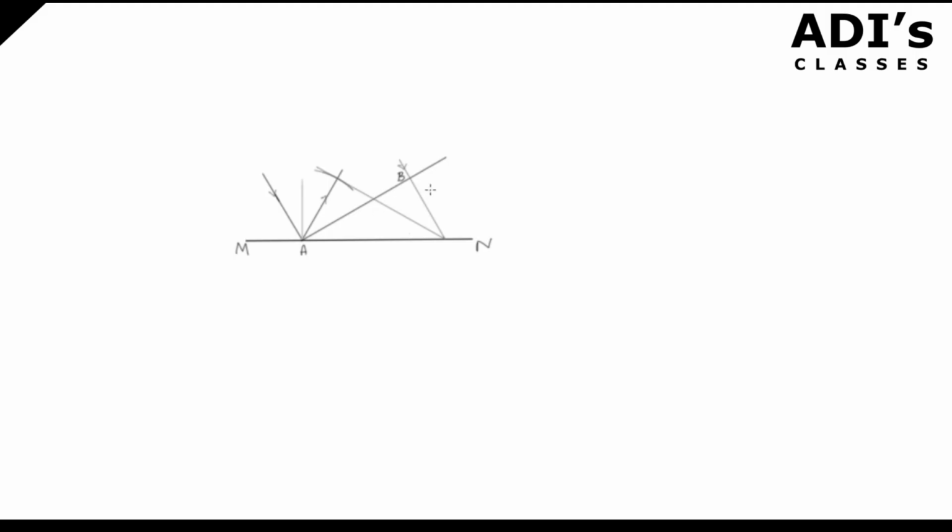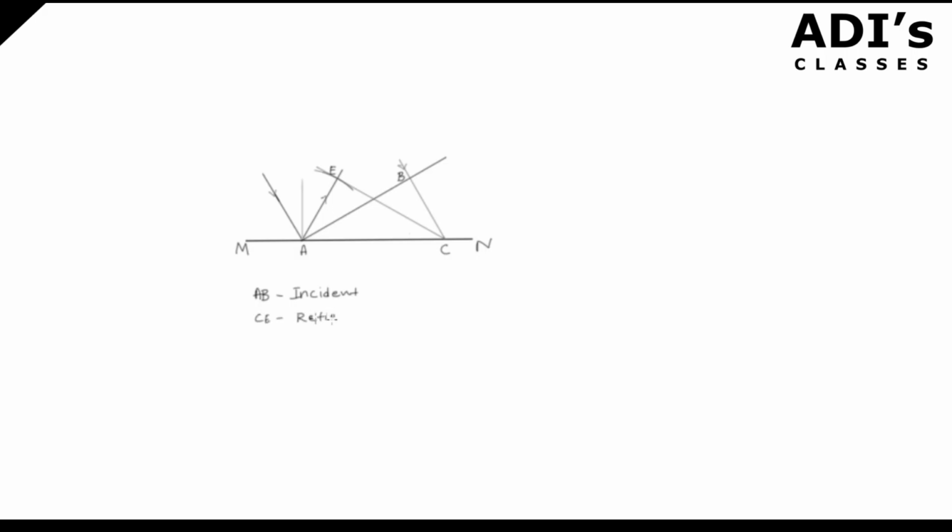Now, if you look at the figure, consider this to be MN. MN is the reflecting surface and a ray of light is incident at some point A, and then it's reflecting. Let's say this point is B. Now, AB will be a plane wavefront which is incident. So AB is the incident wavefront.